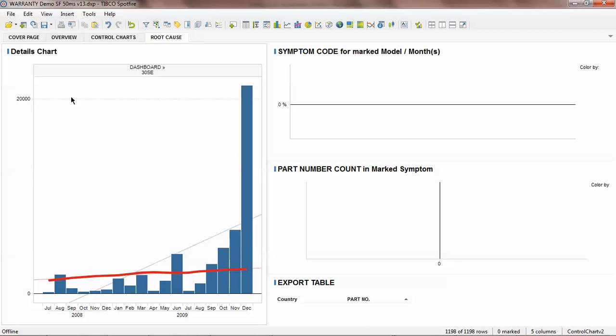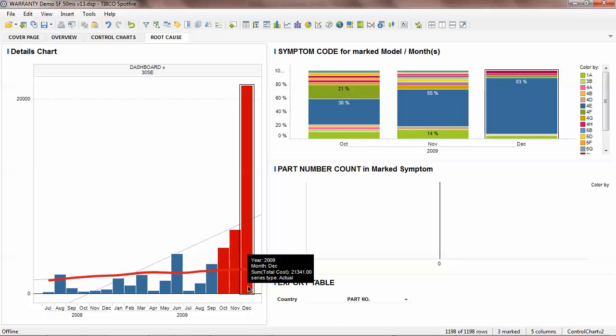On the left hand side, I see a larger version of the chart that we just saw. And what I can see is that over the last 3 or 4 months, my claims have risen quite substantially. Let's go and investigate what's happening. I'm going to select the last 3 months where the issue has been particularly strong. And what I get now is a 100% stacked graph showing symptom codes.